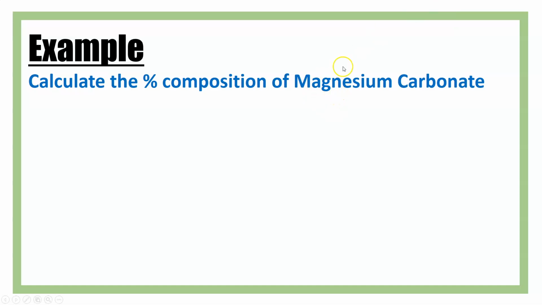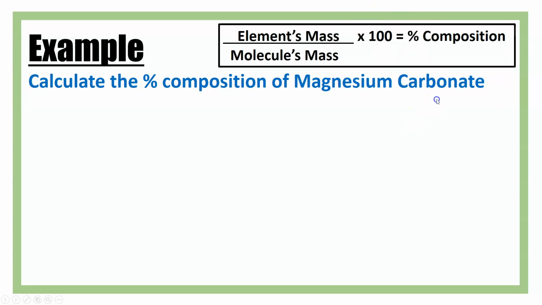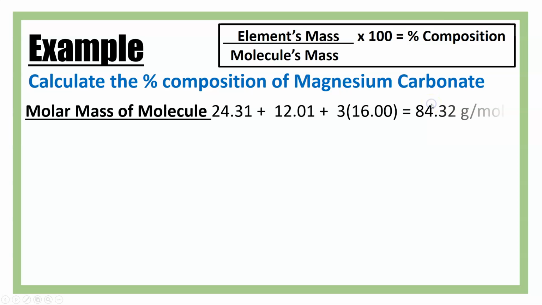So we have magnesium is a +2, carbonate is a -2. Right? Carbonate is CO3 2-, so we get a 1-to-1 ratio. We have one magnesium and one carbonate. So let's find our entire molar mass. Magnesium plus a carbon plus 3 oxygens gives us a total mass of 84.32 grams per mole.